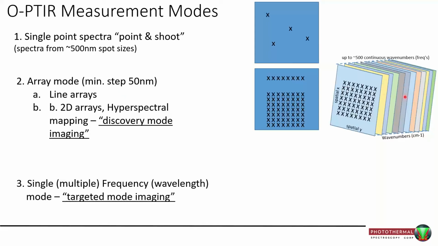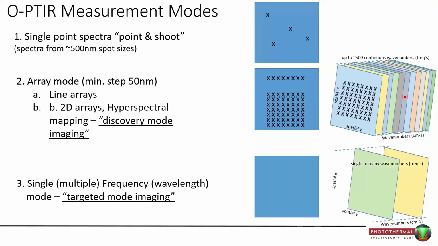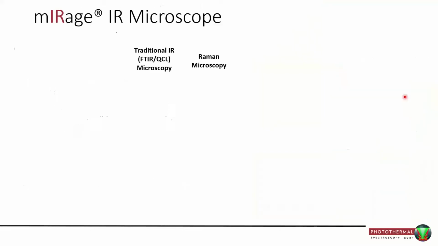Or you can take advantage, as I said before, of discrete frequency or single frequency imaging, and we call this targeted mode imaging, where you only image for certain wave numbers. So rather than the entire cube, you may only pull out a few frequencies of interest, and that's much faster, of course.